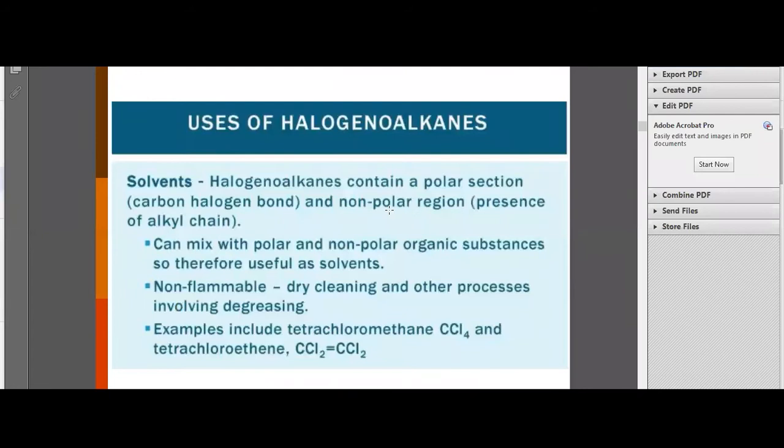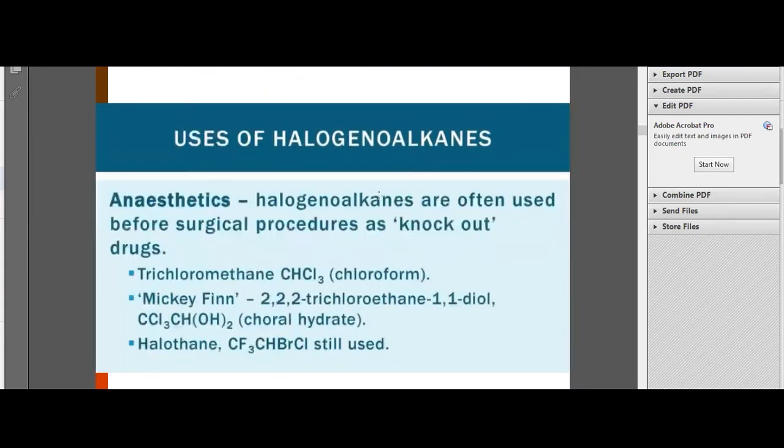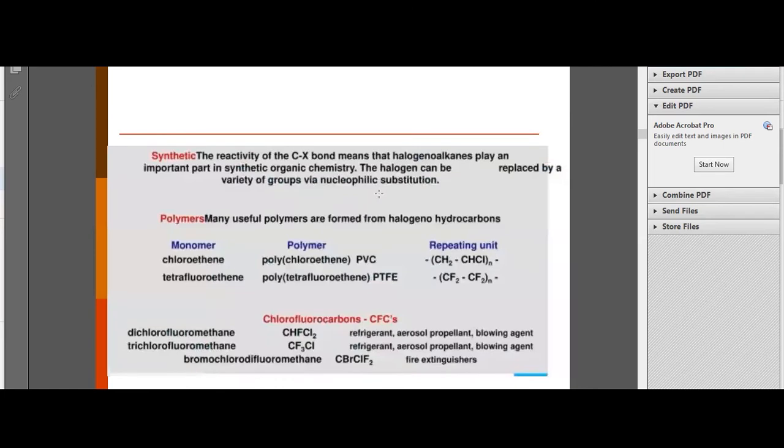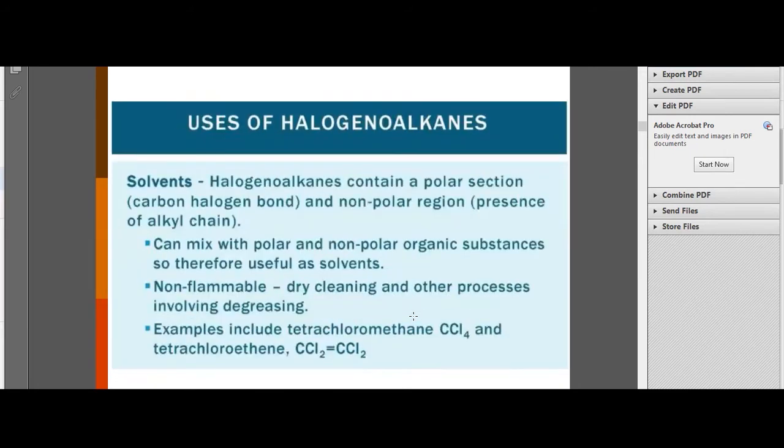Okay, halogenoalkanes' uses are very varied, from solvents, anesthetic, and they can be used in synthetic roles, polymers, and also as refrigerant, etc., in the form of chlorofluorocarbon. Okay, let's discuss them one by one.